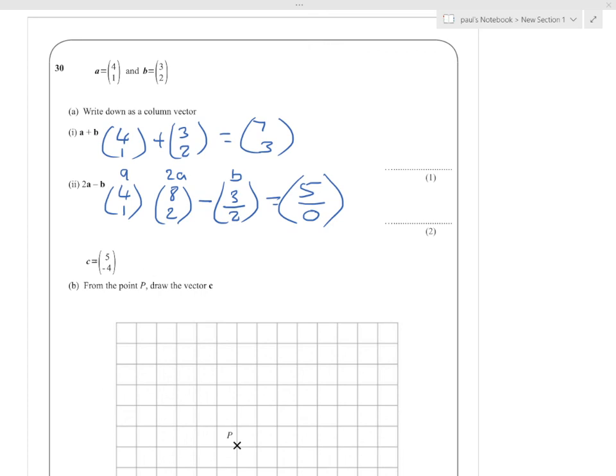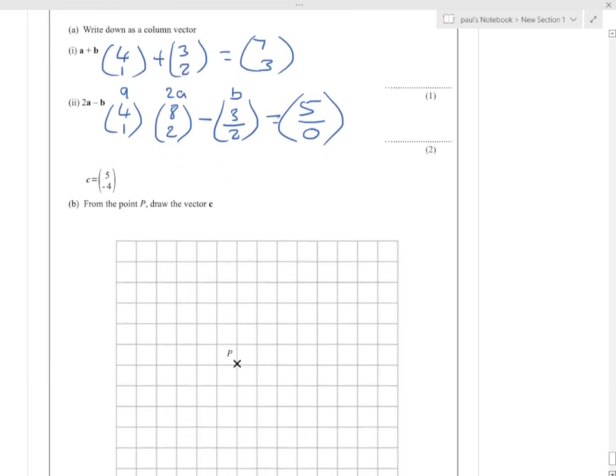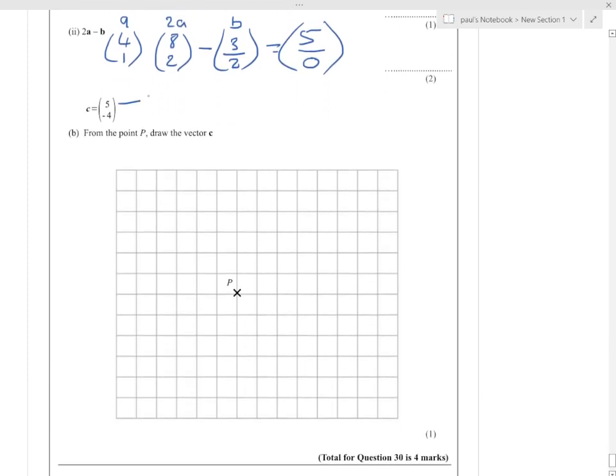Now, C is (5, -4). From the point P, draw the vector C. So this is the x direction. It's positive, so we're going to go right. This is the y direction. It's negative, so we're going to go down. So from P, we go to the right 5 squares: 1, 2, 3, 4, 5. And then we go down 4: 1, 2, 3, 4. That's where we end up.